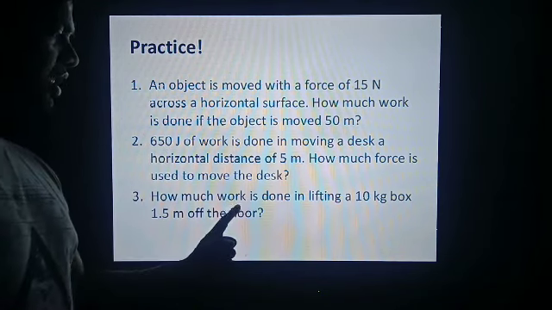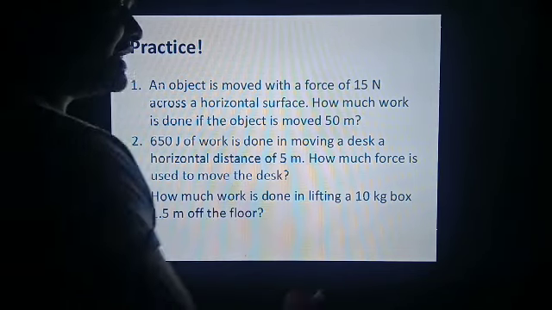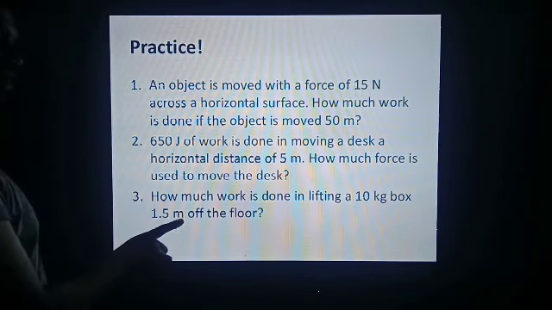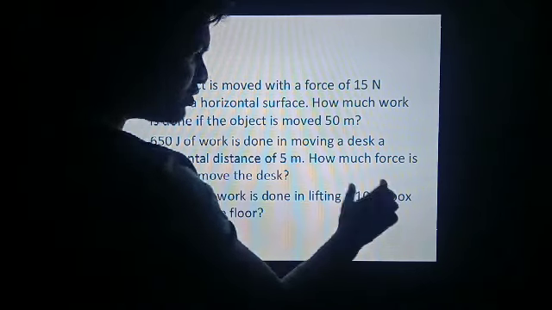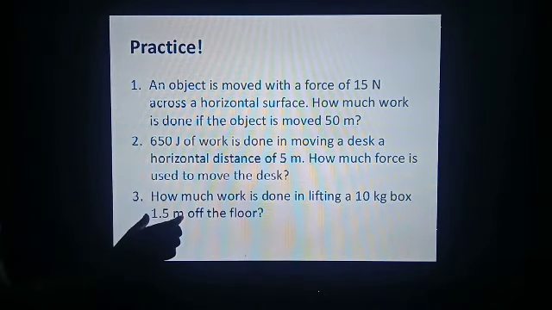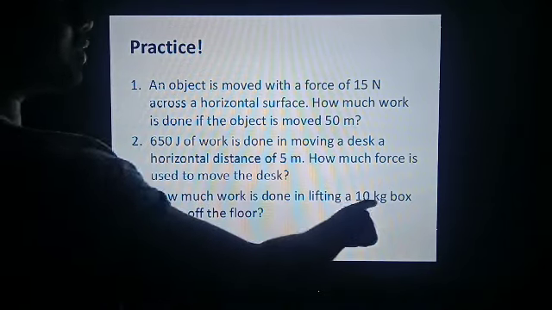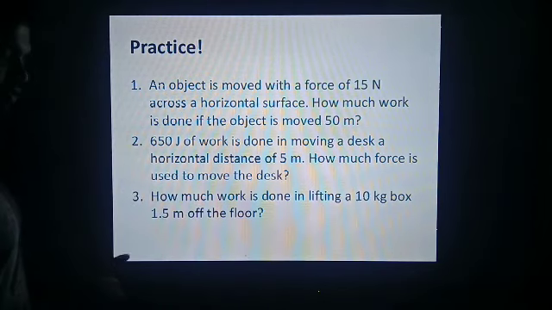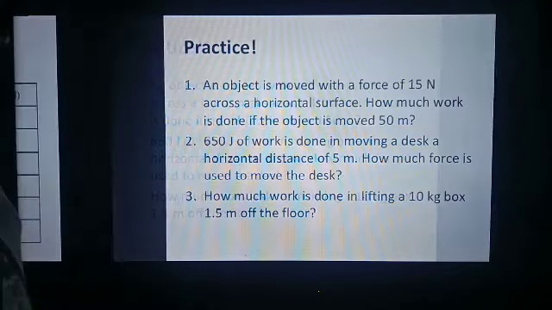Now how much work is done in lifting a 10 kg box, means M is 10 kg, 1.5 meter off the floor? In this question, let G be 10, mass is 10, and the height H is 1.5. So W is equal to mgh, 10 into 10 into 1.5. So that is equal to 150 joule.